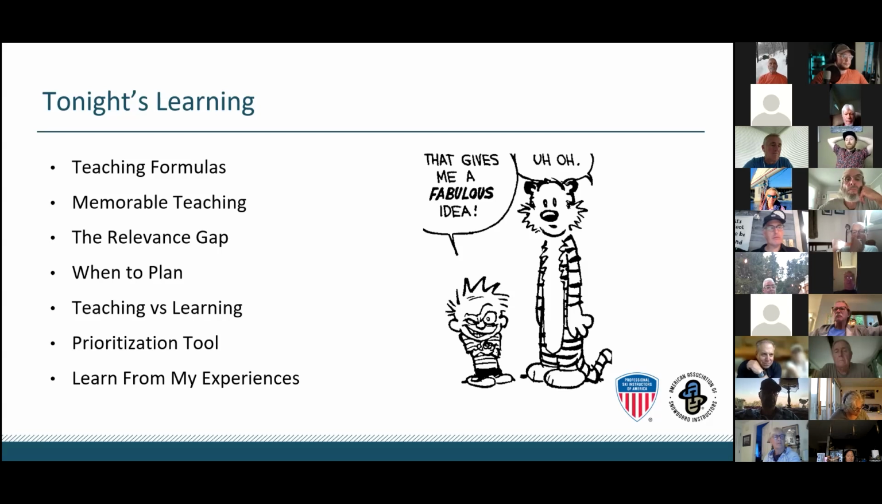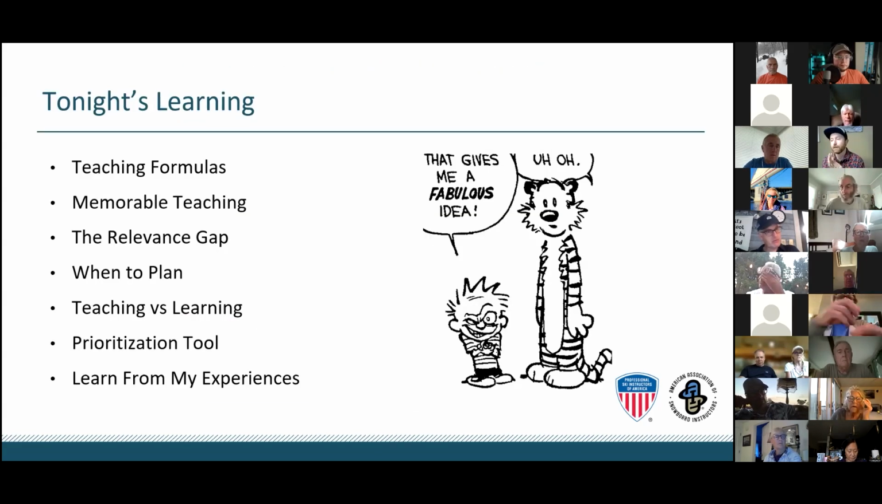We'll talk a little bit about teaching formulas, a little bit about what memorable teaching is. We're going to touch on the relevance gap, which is a cool concept that we've been working on at PSIA. When I say we, I mean the previous team. Talk a little bit about when to plan, talk a little bit about teaching versus learning, and I'm going to share a prioritization tool, and then you guys are going to learn from my lived experiences. Lucky you.